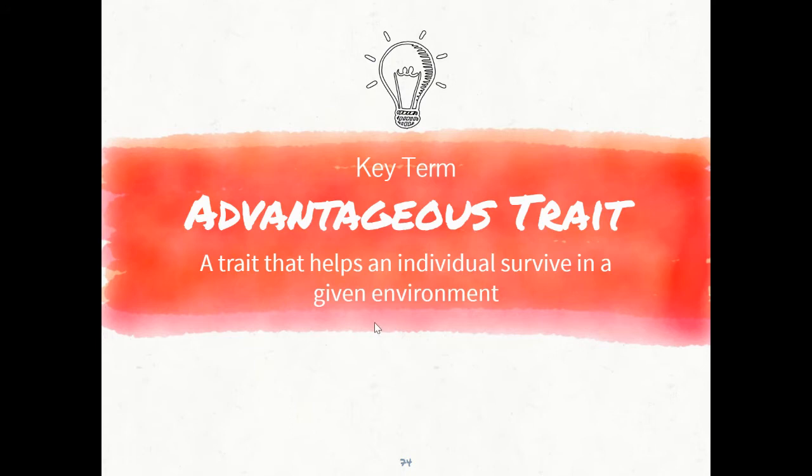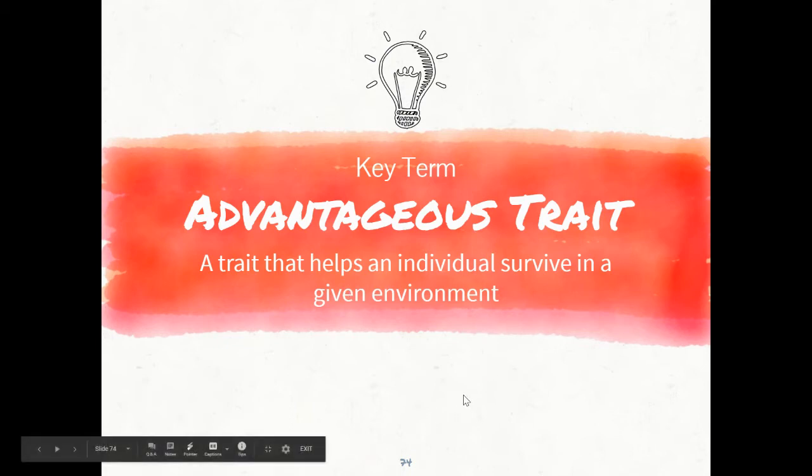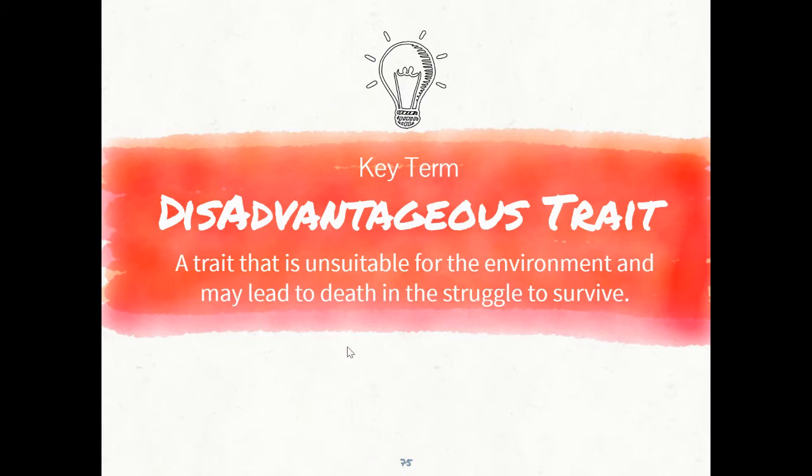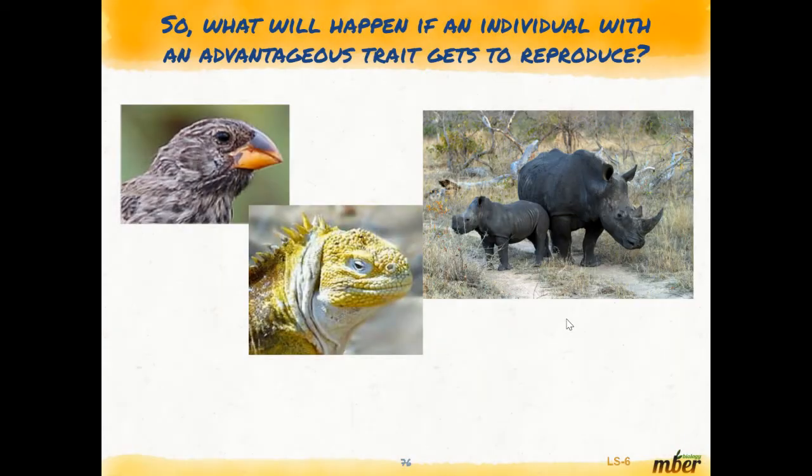Key term, advantageous trait, is a trait that helps an individual survive in a specific or given environment. So a trait that is advantageous in one environment might be disadvantageous in another. That brings us to our next key term, disadvantageous traits. This is a trait that is unsuitable for the environment and may lead to death in the struggle to survive.